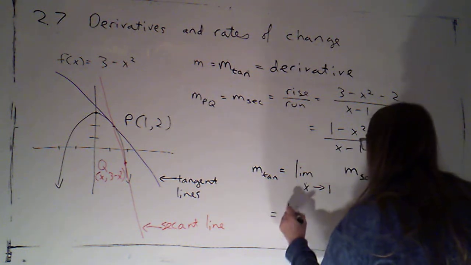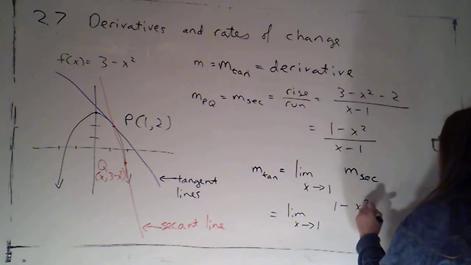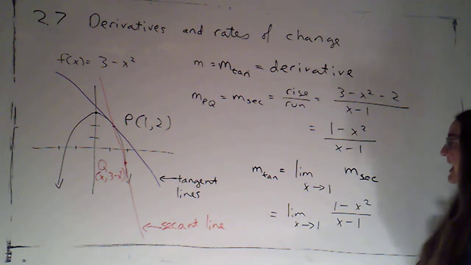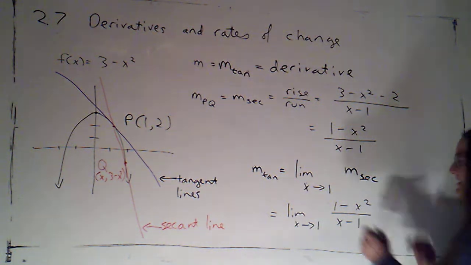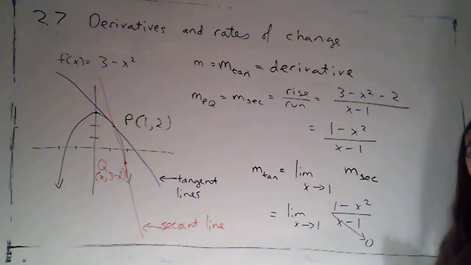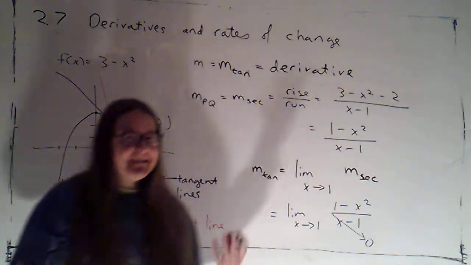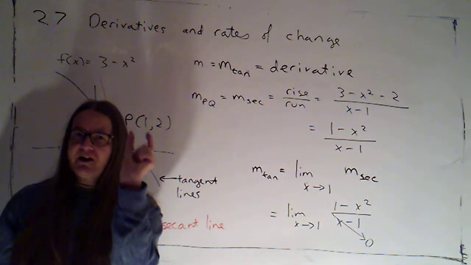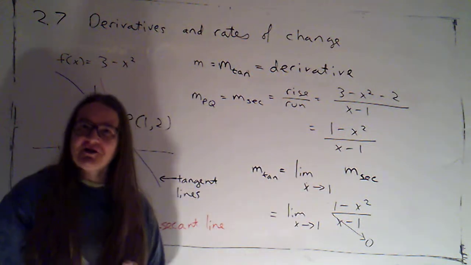So in this case, that's going to be the limit as x approaches 1 of 1 minus x squared over x minus 1. Now if I look at this, I can see I cannot plug in 1, because that would make the bottom go to 0. And that should always be the case. When you are calculating the slope of a tangent line, you are setting it up so that the bottom of your fraction is going to go to 0, because the bottom of the fraction is your run. But you're also setting it up so that the top of the fraction goes to 0.